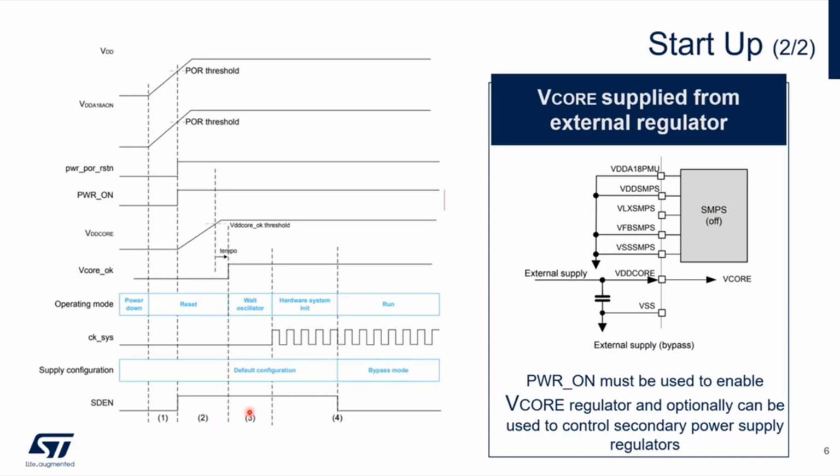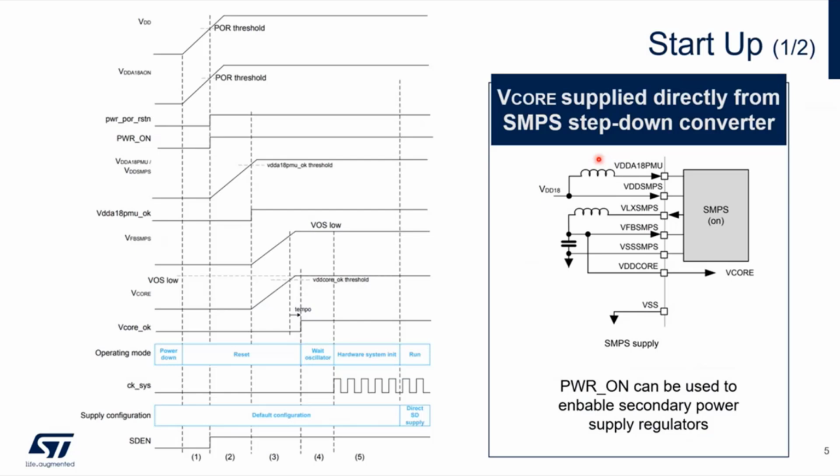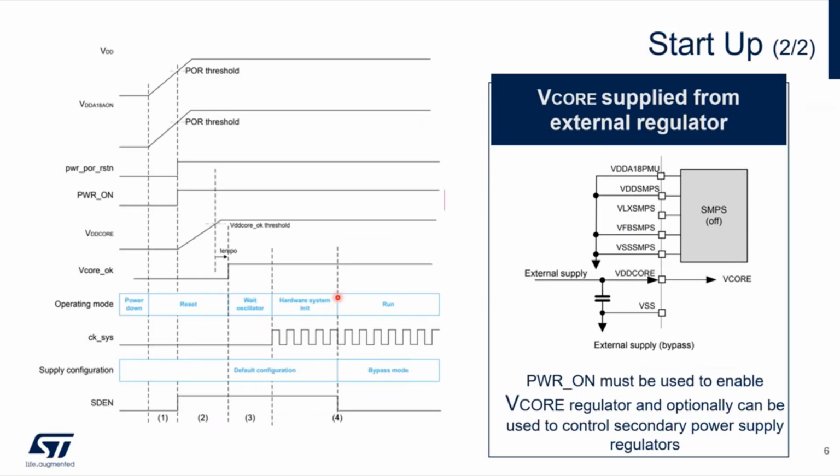The hint for you for both modes, so the internal SMPS and external SMPS, we have power on signal, and this power on signal can be used to control the power supply of secondary power domains. For example, the domains for external RAM and flash, to reduce the leakage current, for example, in standby mode, so in standby mode, in low power mode. Because in standby mode, the power on signal is disabled.